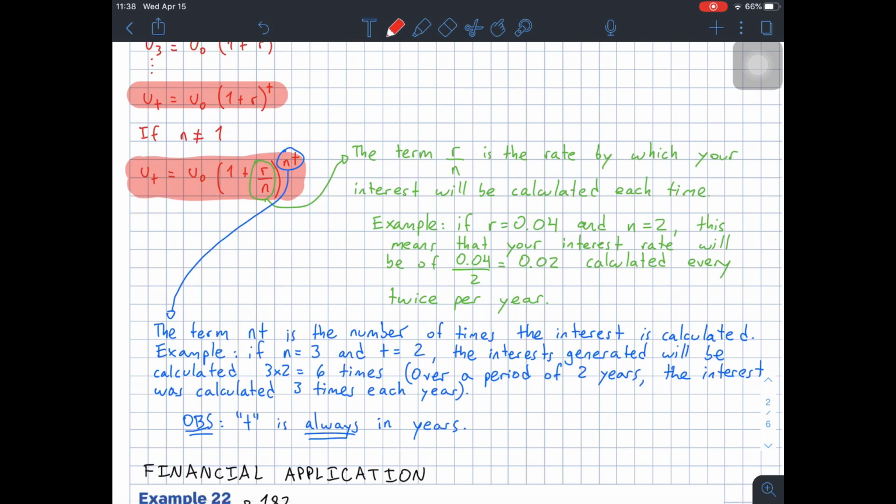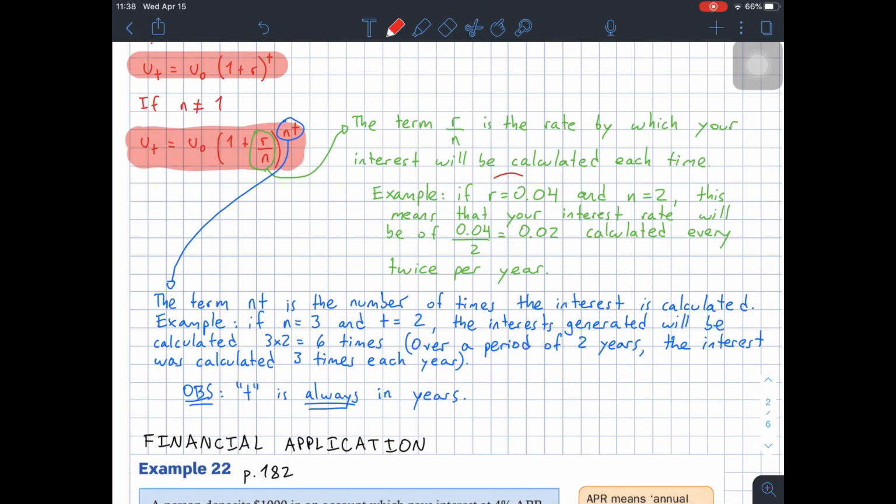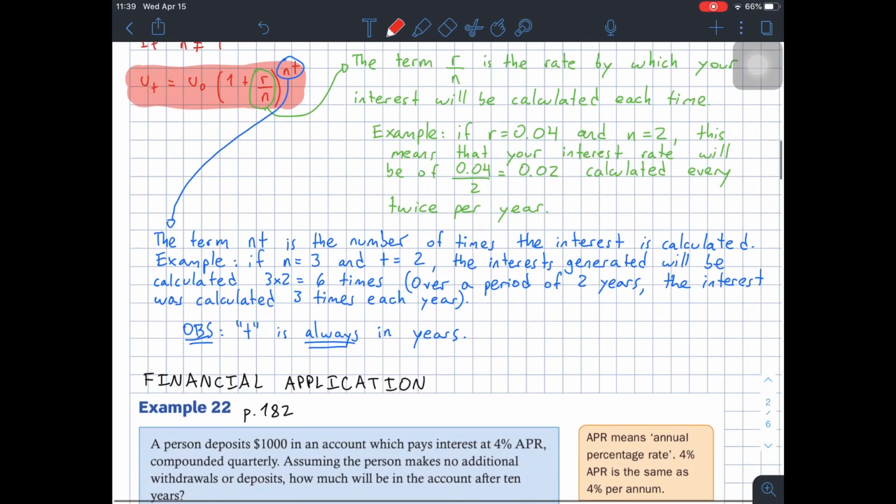And here's an important explanation I wrote. Here it says the term r over n, which is the green one circled over here, is the rate by which your interest will be calculated each time. Example, if r is 0.04, that's 4%, and n equals 2, this means that your interest rate will be 0.04 divided by 2, which is 0.02, calculated twice per year. That means that after 6 months, I will charge 2% of my loan, and at the end of the year, I will be charged the remaining 2% of the loan.